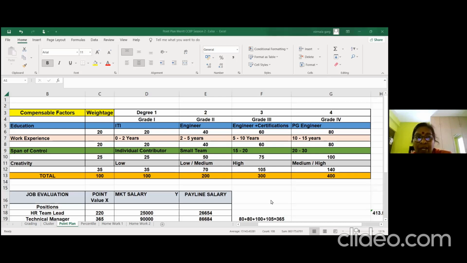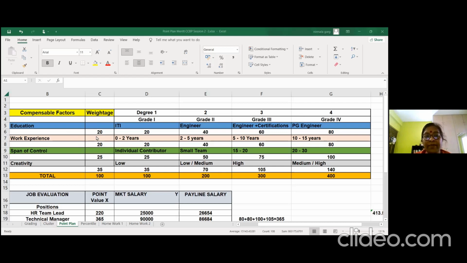Now, step 3. Step 1 was identifying compensable factors. Step 2 was determining the number of degrees you want. Forget about what you learned in job grading. Step 3 is now assigning a weightage to these compensable factors, which you have not done in a grading method. Weightage, because not all the compensable factors are of the same importance or of the same priority. Got it? So what am I doing? Step 3, assigning weightages. So when I say weightage, obviously I'm sure all of you know it should be equal to 100.